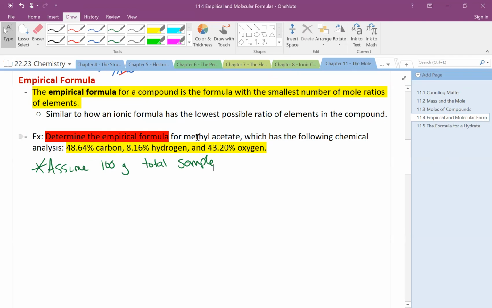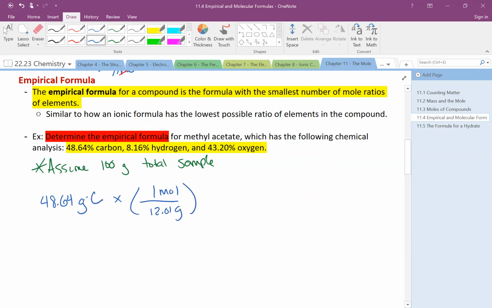if 48.64% of that was carbon, I can also say that I have 48.64 grams of carbon. Since my total sample was 100 grams, if 48% of that is carbon, that means I'll have 48 grams of carbon. So that's why I'm going to assume I have 100 grams in total. And now that I have grams, I can multiply this by 1 mole over my 12.01 grams.